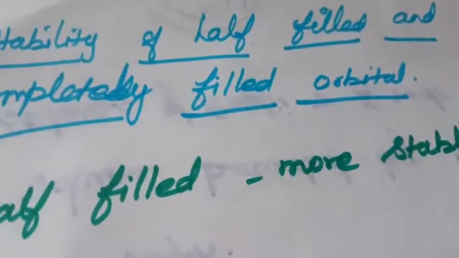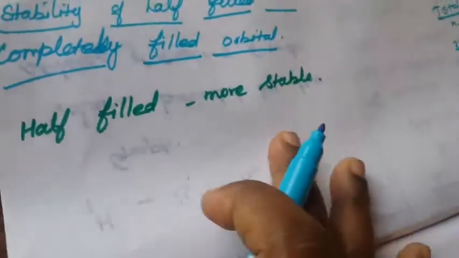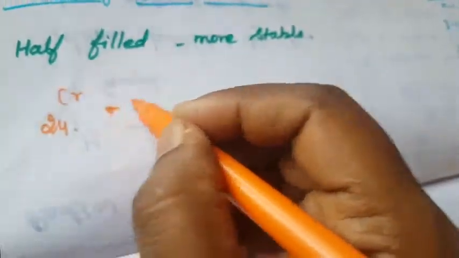So here, the half filled orbital. What is meant by half filled orbital? Half filled orbital, the d orbital, for example chromium. So how to write the electronic configuration of chromium and copper? Okay, once again, in the last video also I wrote chromium. How to write the chromium? Chromium atomic number is 24. How to write the electronic configuration?